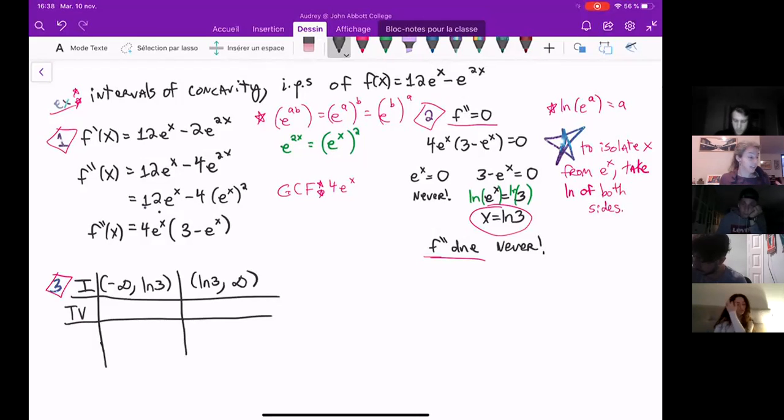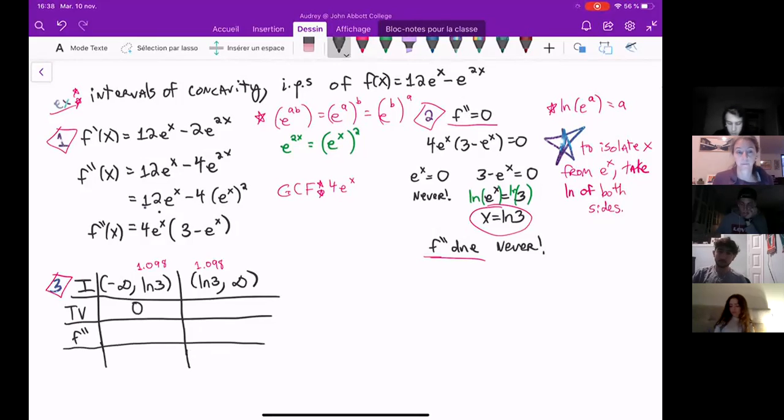To pick a test value on each of these intervals, it might be easier if we understand what value ln 3 represents. So ln 3 is approximately 1.098. This would be a good time to go into your calculators and actually get a decimal. So then it helps me to pick a good value between negative infinity and ln 3. 0. If 0 is on the interval, pick it. And what's a good value between ln 3 and infinity? 2. We could pick 2, we could pick 5, it really doesn't matter. Picking 2 is pretty straightforward.